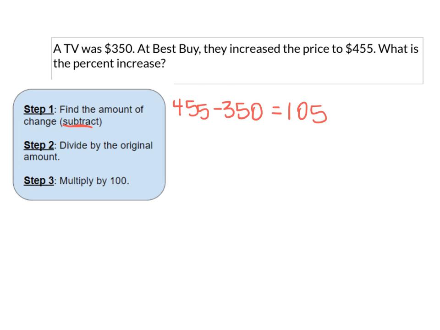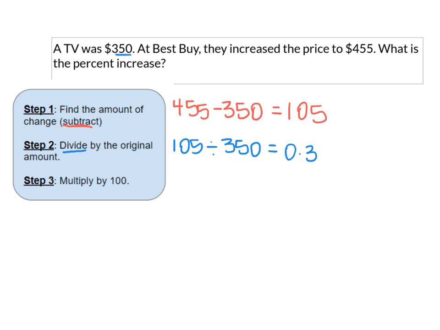The next step says to divide by the original amount. So I'm going to take 105 and divide it by the original amount of 350. After typing in 105 divided by 350 into my calculator, I get 0.3.